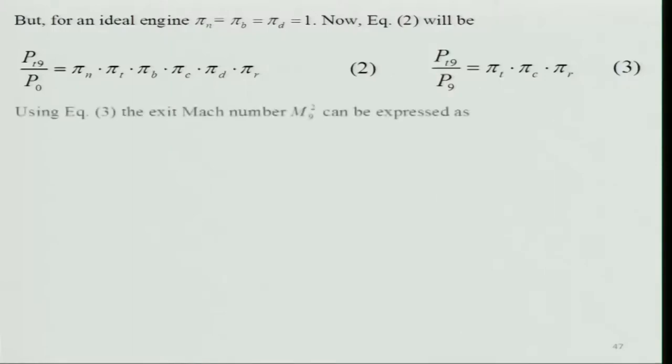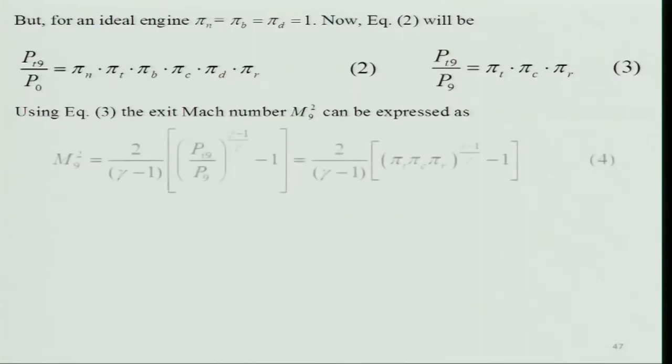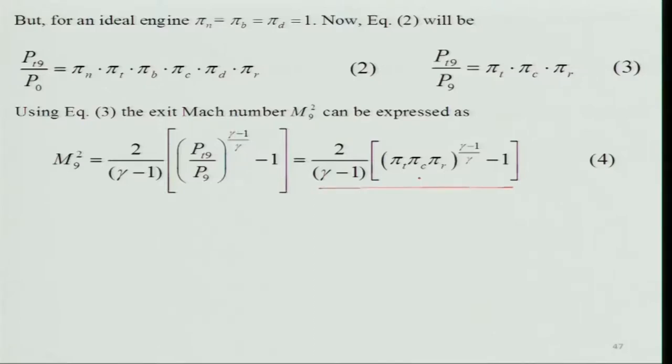You must appreciate this relationship. Using equation 3, I can get the exit Mach number, which I have already derived, the same as before, except that pi t and pi c come in as compared to the ramjet engine. So it is similar to what we did for the ramjet, only two terms have come in for the turbojet, pi t and pi c.